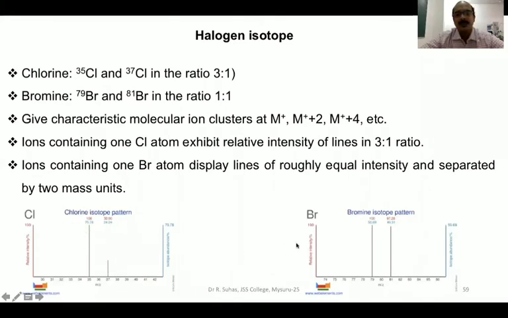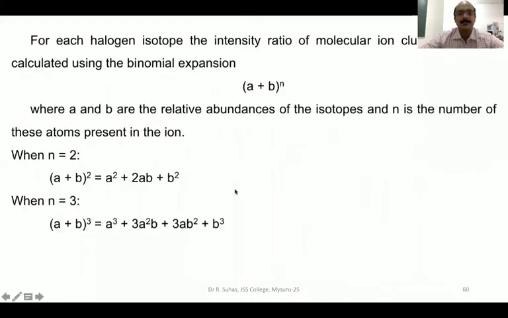As a result of that, these characteristic molecular clusters will appear at M+, M+2, M+4, etc. Ions containing one chlorine atom exhibit lines with relative intensity in a 3:1 ratio, whereas ions containing one bromine atom display lines of roughly equal intensity separated by 2 mass units. You can ask why 2 mass units: because of 35, 37, 79, 81, the difference between them is 2, and hence we can say that the M+2 peaks are separated by 2 mass units.